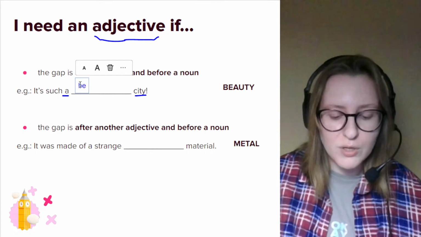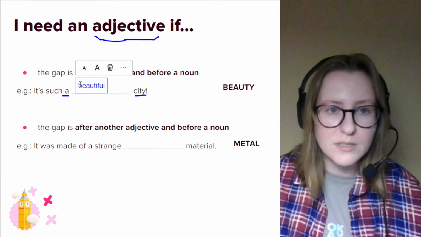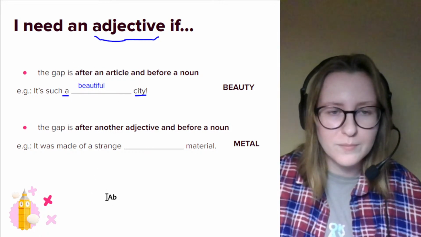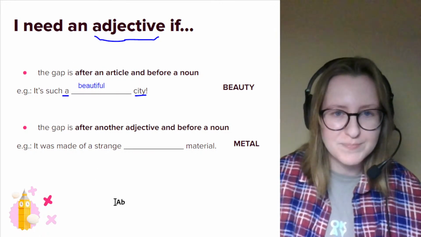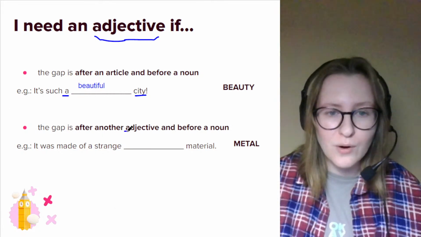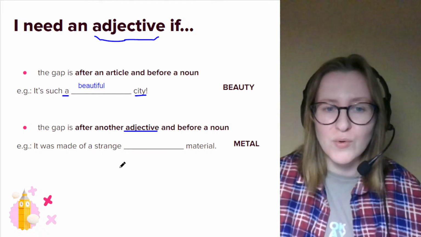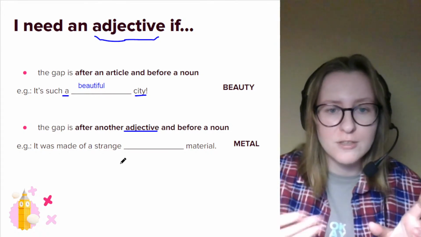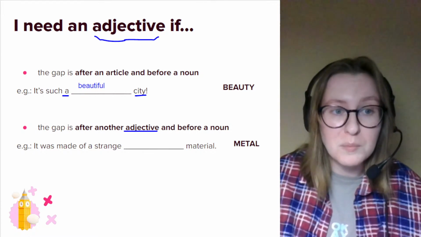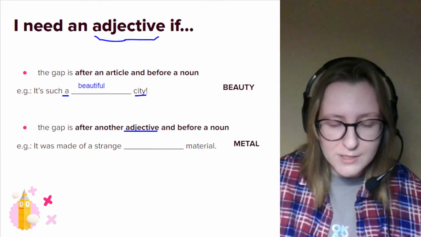It's such a beautiful city, right? Okay. It's such a beautiful city. Okay, and if our gap is after another adjective and before a noun, again, nothing else can be there, right? If we have an adjective, gap, noun, there is only an adjective that we can put in. It means that, well, there are two adjectives that describe our noun in this case.